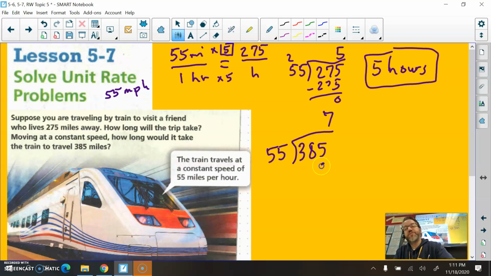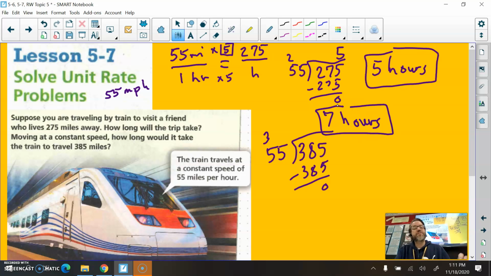7 times 5 is 35. Carry the 3. 7 times 5 is 35. Add 3, that's 38. And when I subtract, I get a remainder of 0. So it would take 7 hours to travel 385 miles. Okay? So 5 hours if you're going 275 miles, 7 hours if you're going 385 miles.